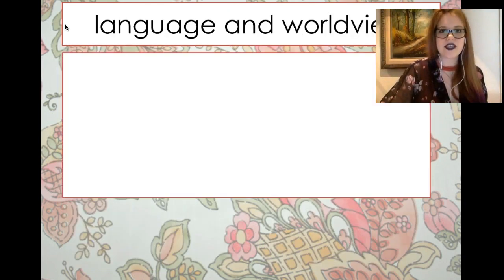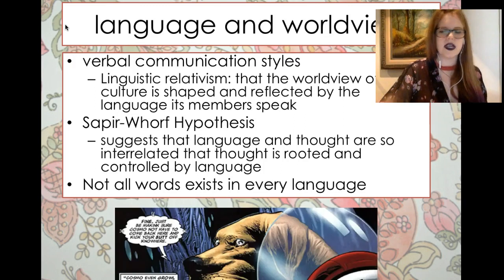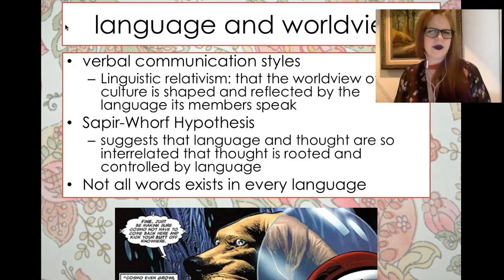Next, let's talk about language and worldview. We'll talk about this more in other chapters, but this is a very good general overview. So when it comes to linguistic relativism, what we mean by that is the way the worldview of a culture is shaped and reflected by the language in which its members speak. And this isn't just broken down into whether we speak Tongan or Urdu or Farsi or English or Spanish or anything in the middle. It's about the way that we see the world and how our language is a reflection of it.